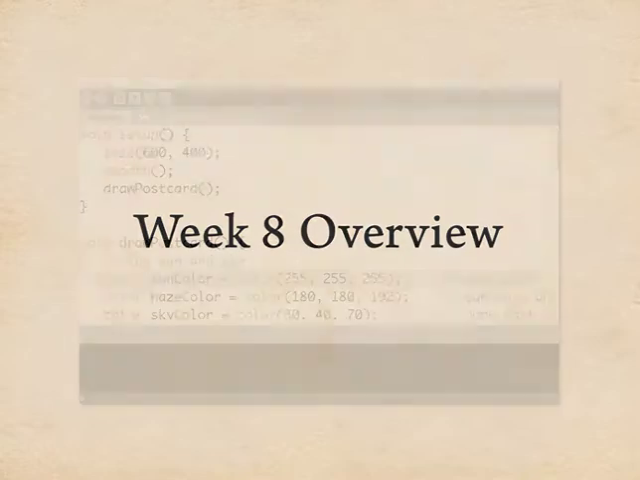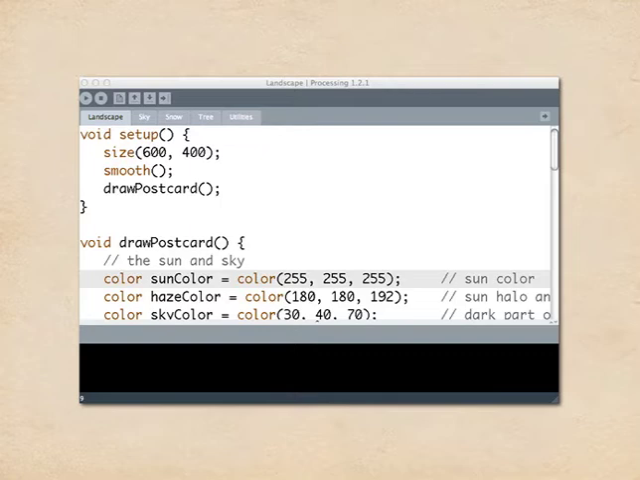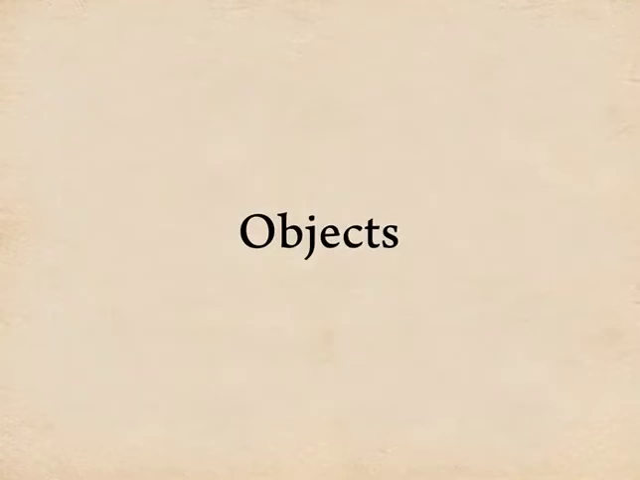We'll start by looking at how to organize a big project. Basically, we just break it up into files. They're all stored in the same folder, and they show up in the processing window as separate tabs. This makes it very easy to organize and manage a big project. Then we'll dig into the big topic this week, objects.